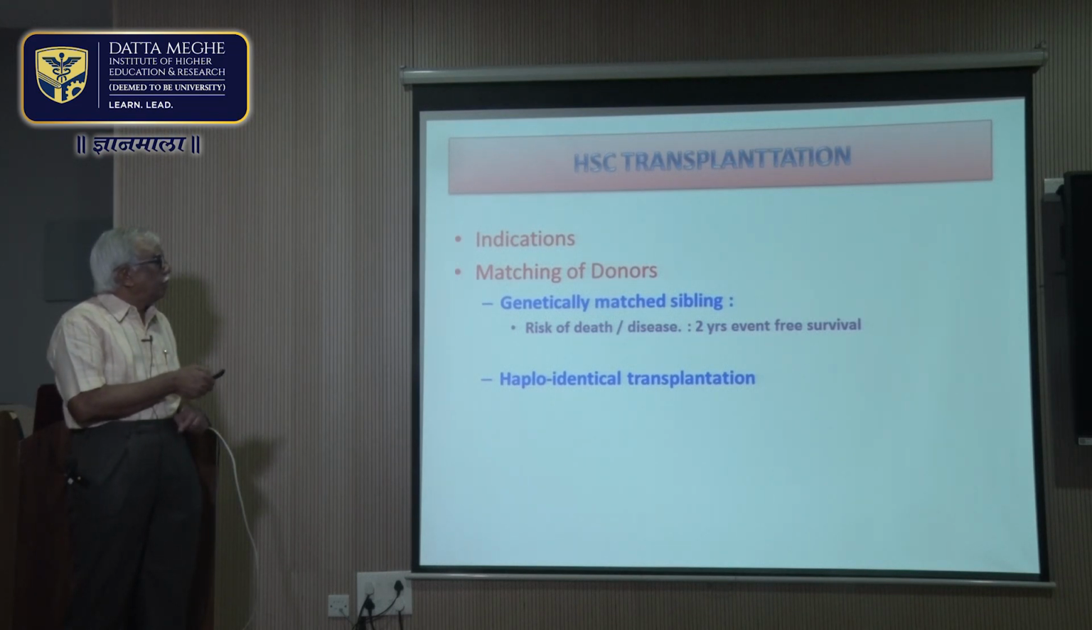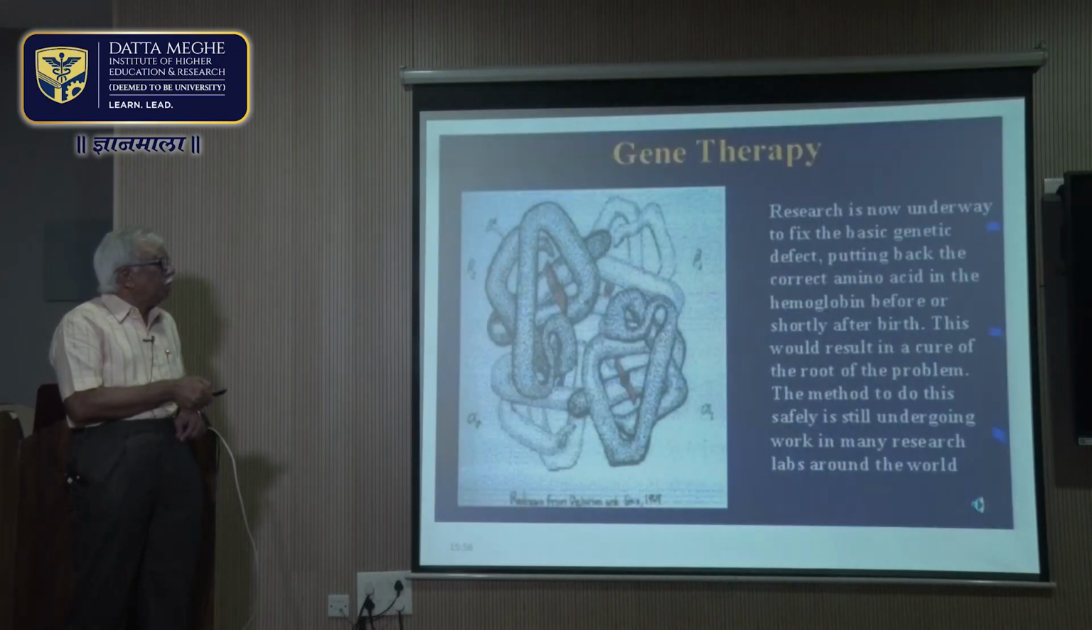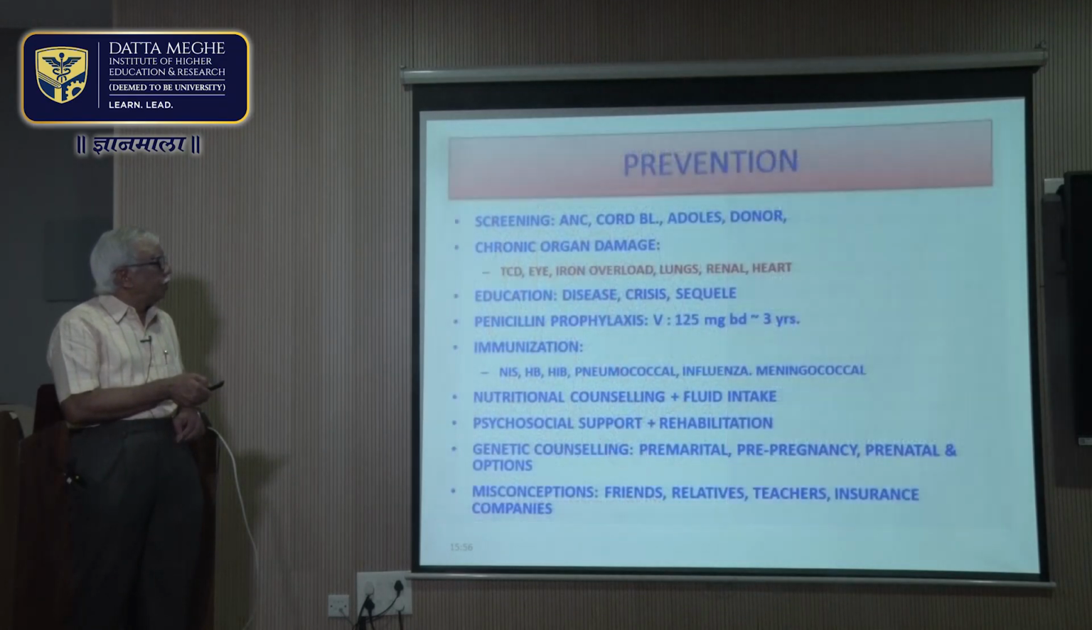Indications for hematopoietic stem cell transplantation: matching of donors is very important. A genetically matched sibling has to be there. Risk of death, disease, and 2-year event-free survival have to be considered. Haploidentical transplantation has been tried nowadays, but with variable success. This is again in an experimental phase, as is gene therapy.